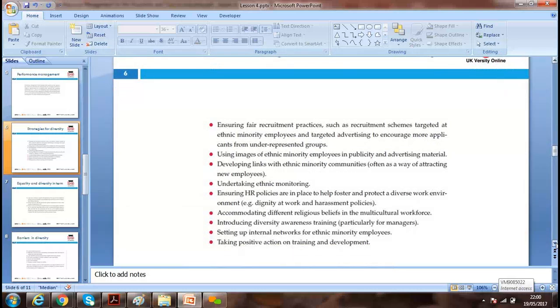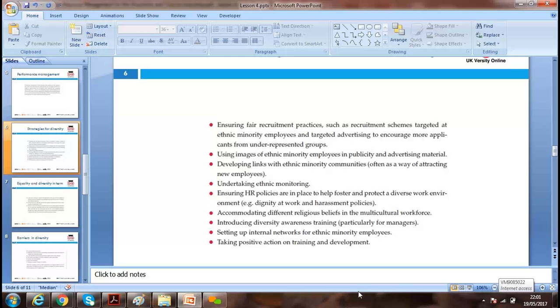Okay. Undertaking ethnic monitoring, and ensuring HR policies are in place to help foster and protect a diverse workforce, like compliance procedures. Everyone is equal at the workplace. We don't want politics at the workplace, so we need clear compliance procedures and rules so everyone is equal. We have a diverse workforce with different cultural backgrounds, but we want to make sure we work toward the common goal to be achieved within our organization.